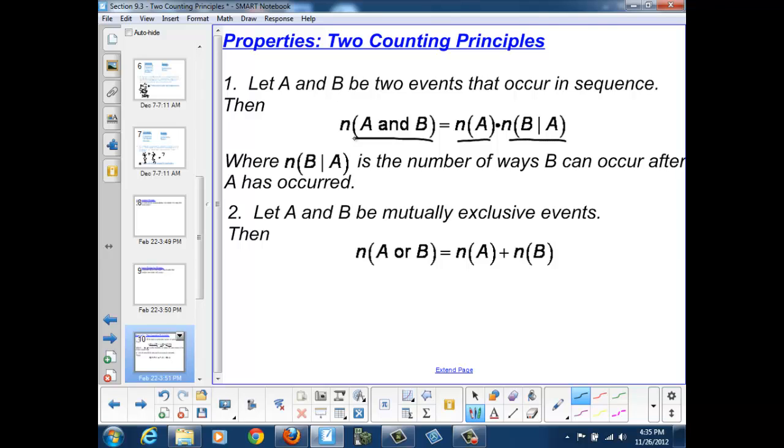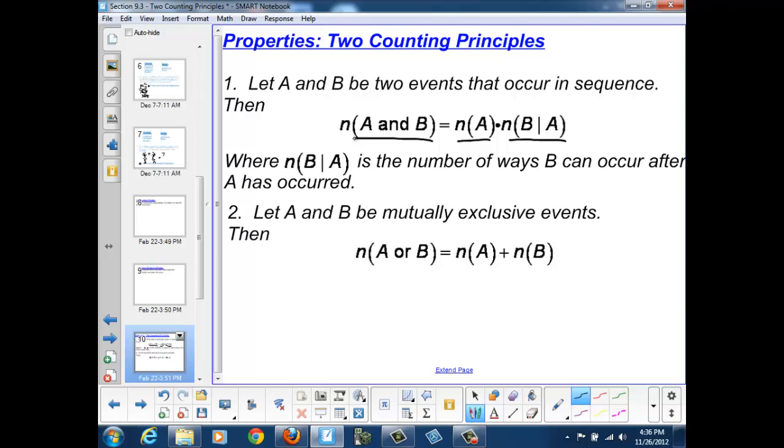And that vertical line there, B vertical line A, is the notation we'll use when we're talking about whether or not B is affected by A. So n of B slash A is the number of ways B can occur after A has occurred. If A doesn't affect B, then it's just the number of ways B can occur. If A does affect B, as in our second example, then that number will be adjusted. So that depends on whether the two are independent or not.